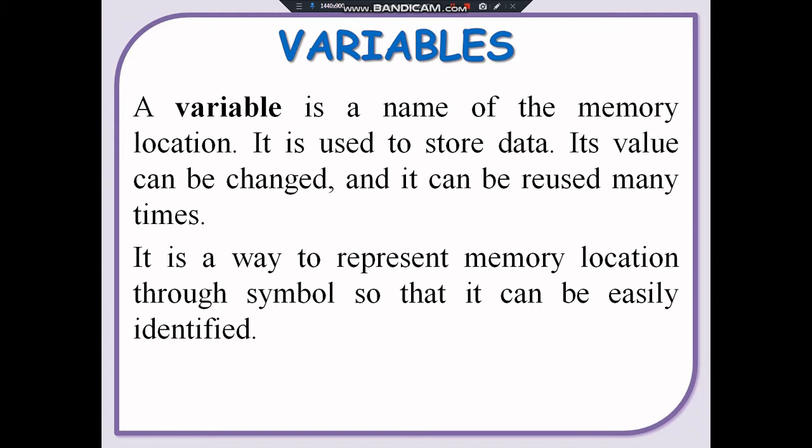So to identify that data or those values, a name is given to that memory location, and that name is called a variable. Okay, and as we are storing the data, a variable is also called a container, which stores the data. Now, as the name indicates, variable means what? The data or values in the variable can be changed. You can modify the values of the variable.